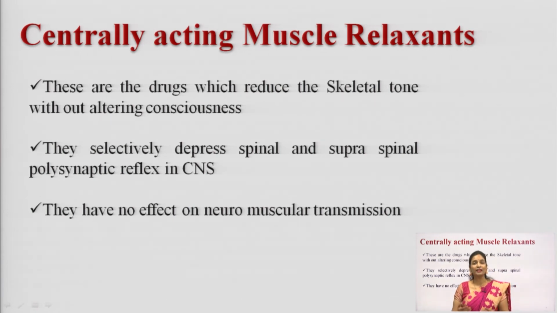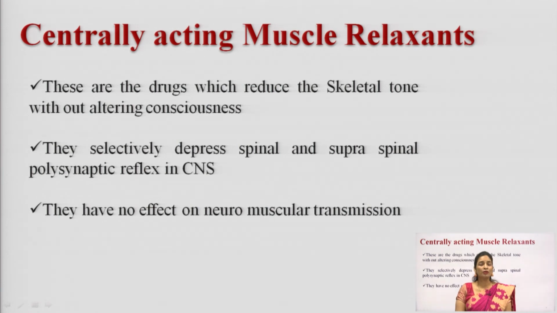When you are taking these centrally acting muscle relaxants, the most preferred route is oral, but sometimes you can give the parenteral route also. These are the drugs which depress the spinal and supraspinal polysynaptic reflexes. Whenever you give a centrally acting muscle relaxant, it decreases the spinal and supraspinal polysynaptic reflexes in the CNS, and it has no effect on neuromuscular transmission.